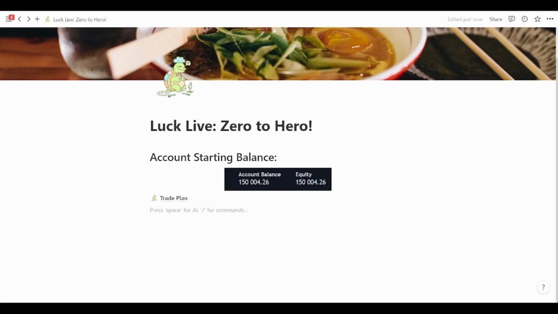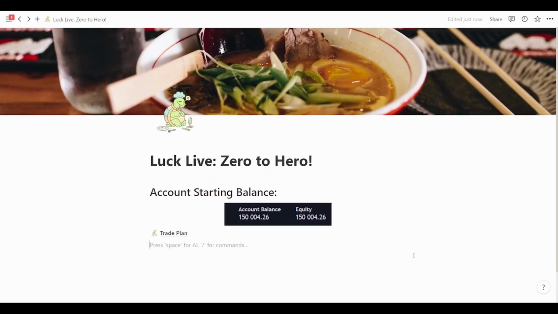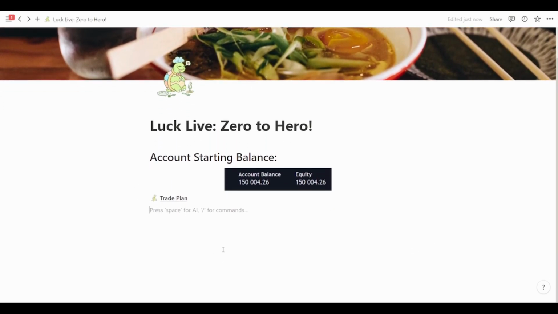Okay, so yeah, we have our new account challenge going. We have the account starting balance. So today, I wanted to run through the formulation of the trade plan so we can start with the trading tomorrow. So the trade plan is going to include, what did I write down?